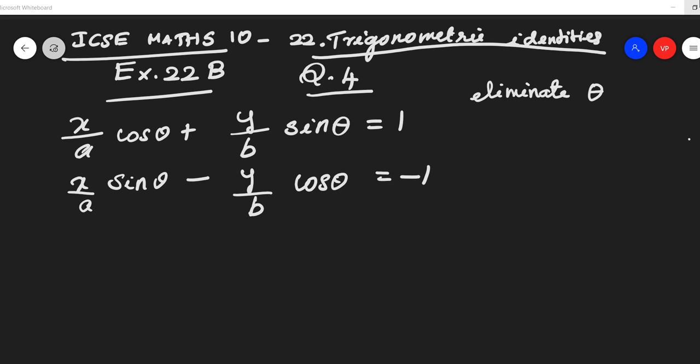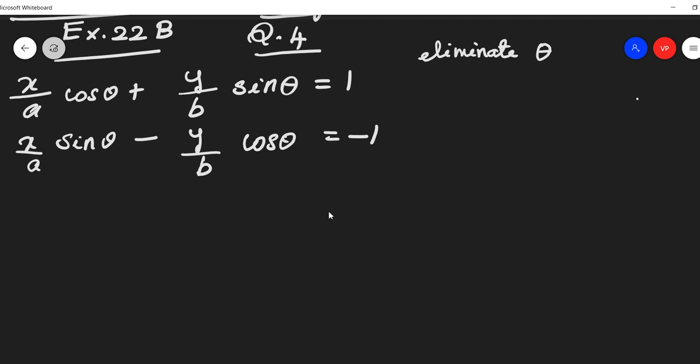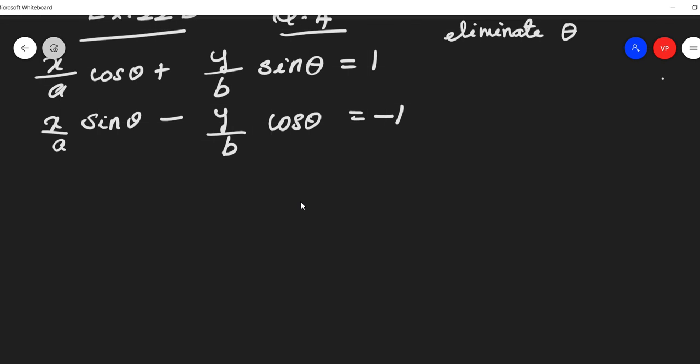Maths 10th trigonometric identities. So this is the second exercise, 22B, and question number 4. These exercise problems are very simple problems, okay students. Using algebraic identities and trigonometric identities, you will get the problem simply, okay. See, what is your question?